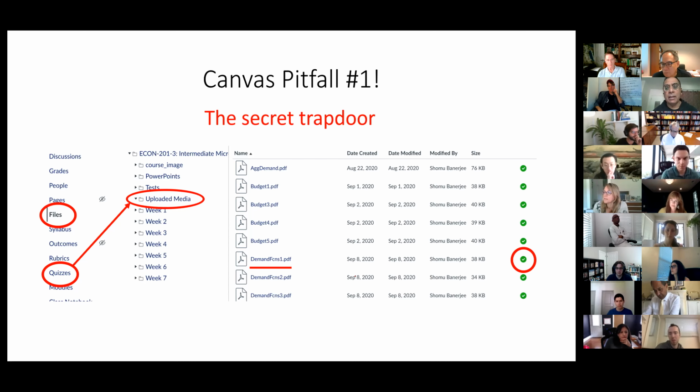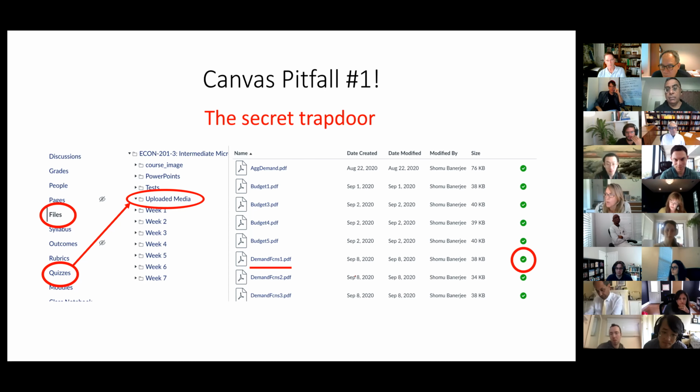You can take out the option for students to see files. You don't want to have them. All you have to do is take these files away from what students see. I don't know how to do that.